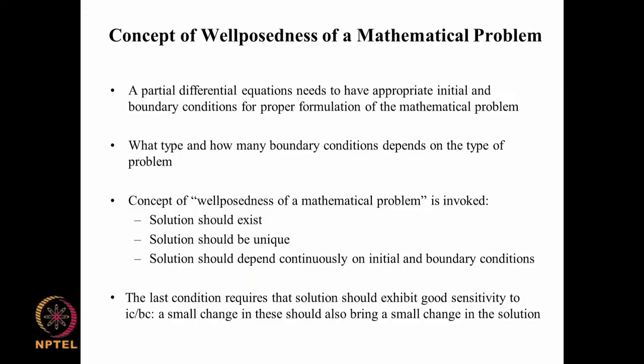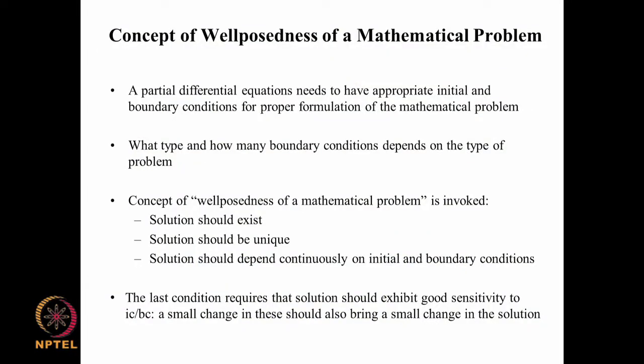So it is the goodness of well-posedness of the mathematical problem that is seen in the type of solution that it produces and the type of boundary conditions and initial conditions that we need to specify in order to get a good solution. And so together these complete the specification of the mathematical problem, and that is what we have in the slide here. A partial differential equation needs to have appropriate initial and boundary conditions for proper formulation of the mathematical problem, and what type and how many boundary conditions depends on the type of the problem.